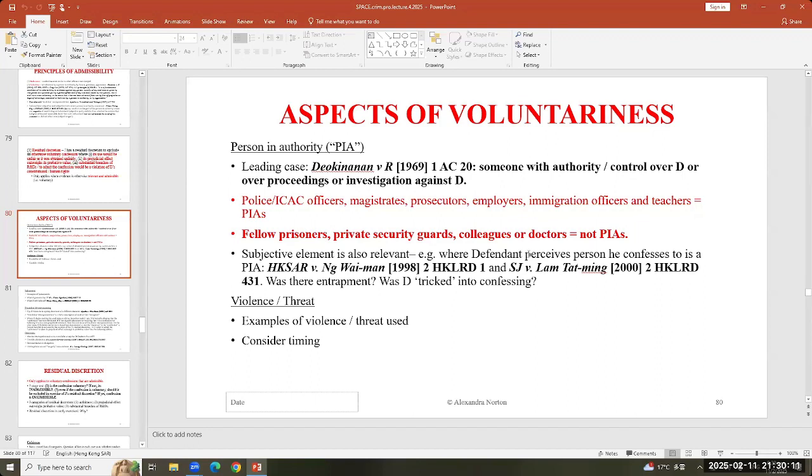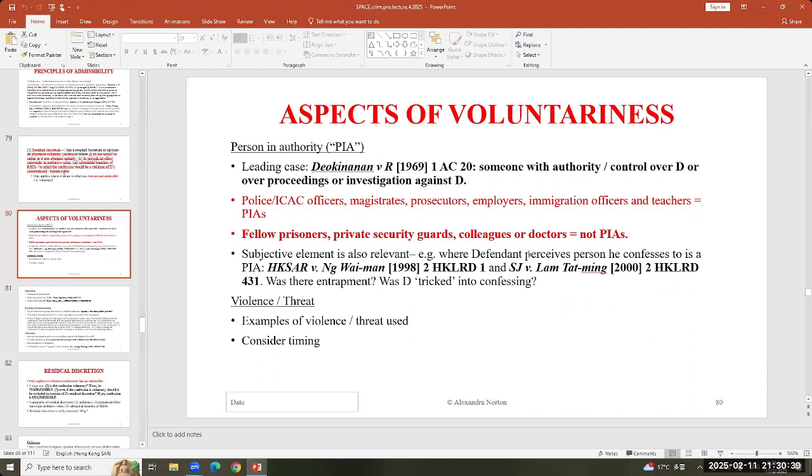In Nguai Man, they were disguised as fellow prisoners planted in the cell. They were just passively listening in on a conversation. So in that situation, the defendant did not perceive them to be people in authority. He actually thought they were fellow prisoners. And they played just a passive role. They did nothing to encourage the defendant to confess. They were just listening in.